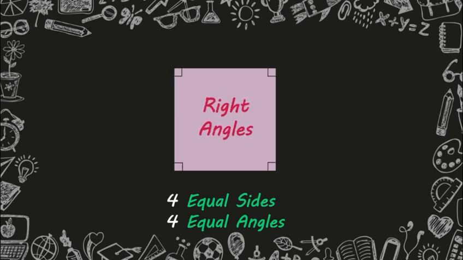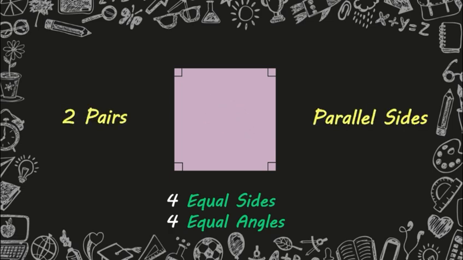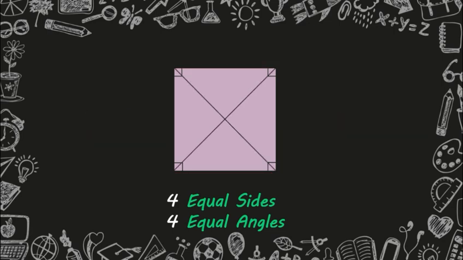Notice also that a square is formed by 2 pairs of parallel sides. These 2 opposite sides are parallel, and these 2 opposite sides are parallel. And then, the diagonals of a square are equal. So, as you can see in the picture here, a few important properties define a square.